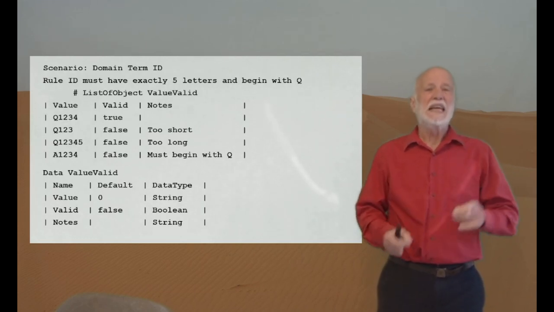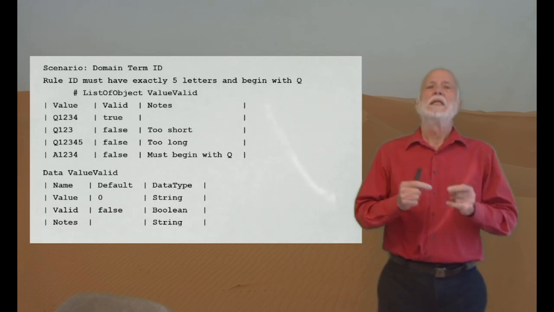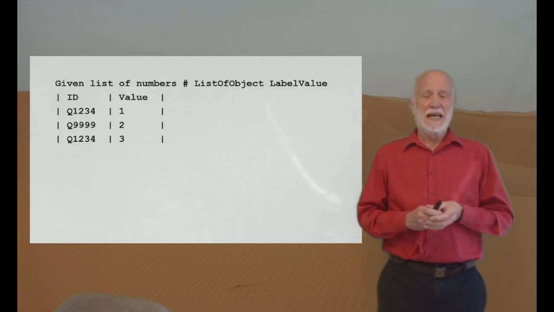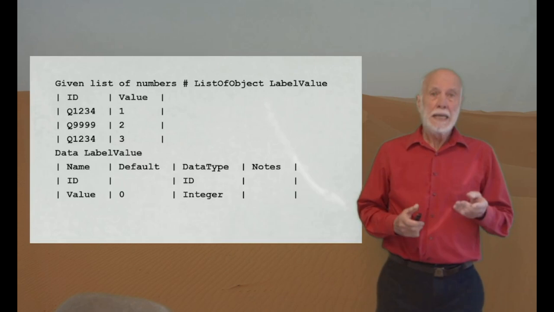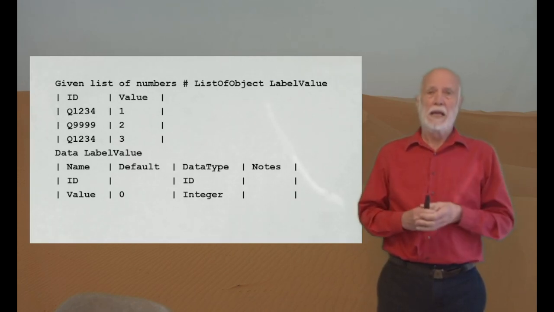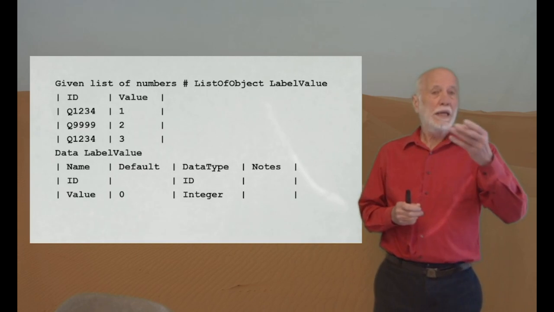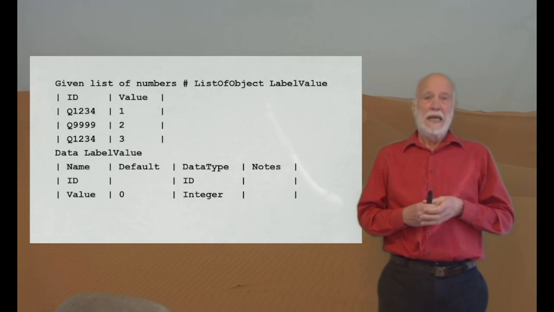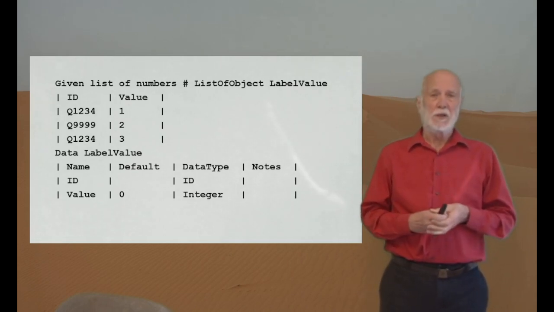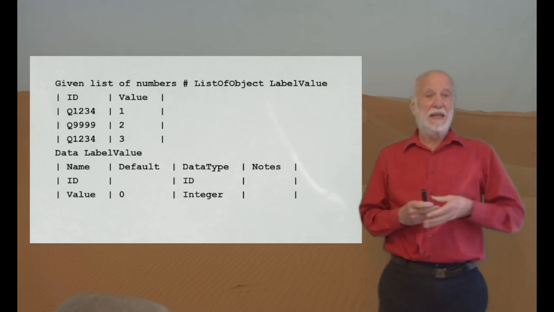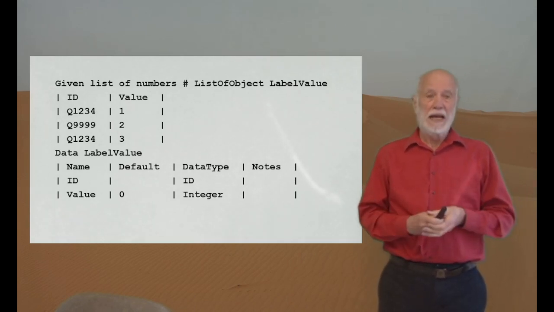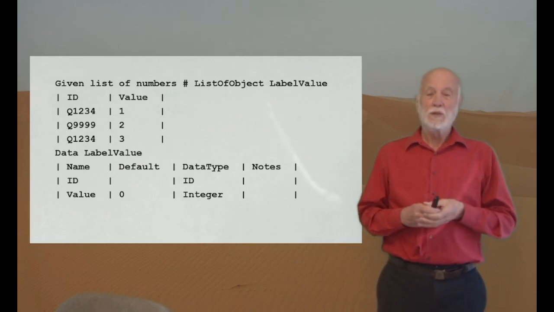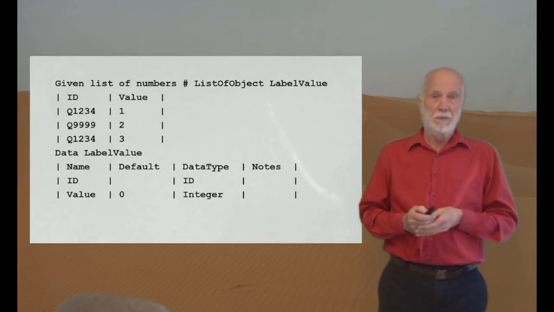So now we have a domain-specific data type called ID. And we can utilize that domain-specific data type in an entity we'll call label value. So the name ID actually has a data type ID, and the value has a data type of integer. So we have an entity which we've specified, called label value, with 2 attributes in it, and one of them using a domain-specific data type.